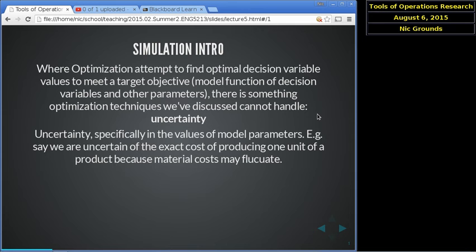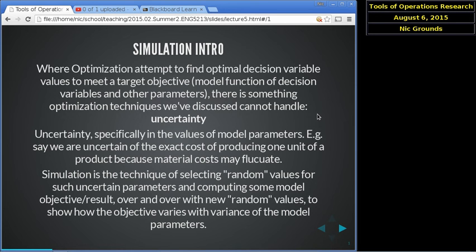So let's say we were uncertain of the exact cost of producing a single unit of something. We're going to decide how many to build, but we don't really know how much it will cost to build it, partially because it depends on buying material sometime in the future when we're going to build it, and the cost of material fluctuates. It may go up, it may go down. Again, we may have some level of certainty. We know it's not going to be less than $10 and not more than $50, but we don't know what value it will be within that range or something. So that's where simulation comes in.